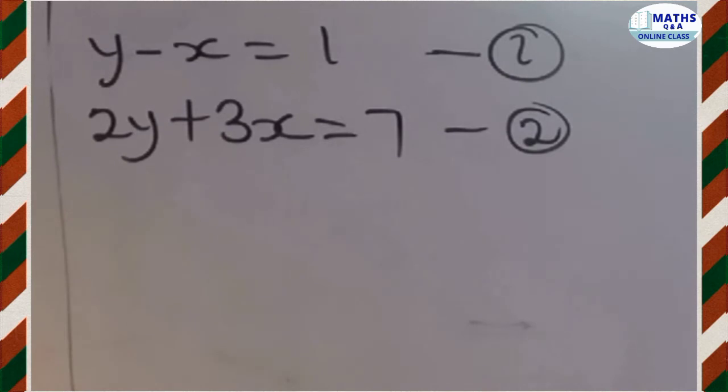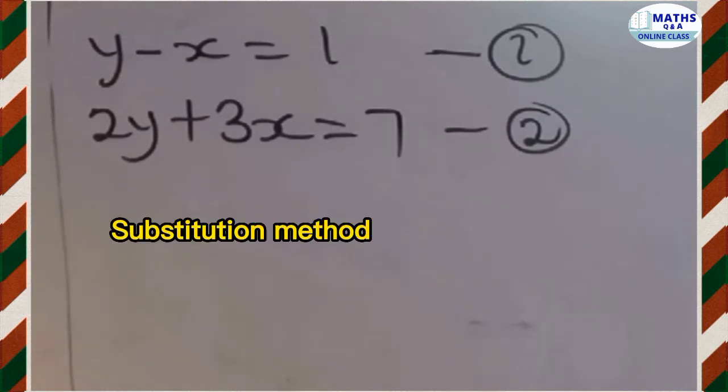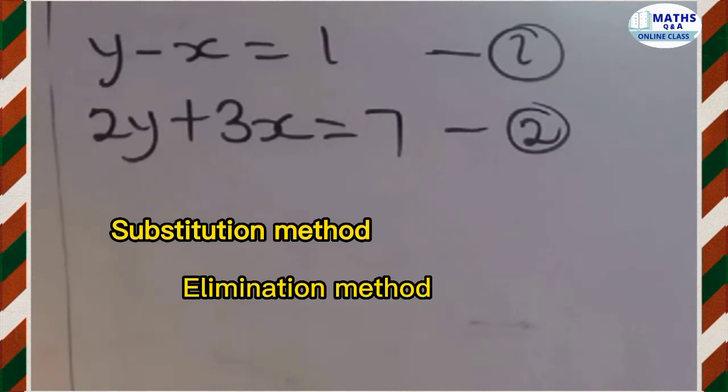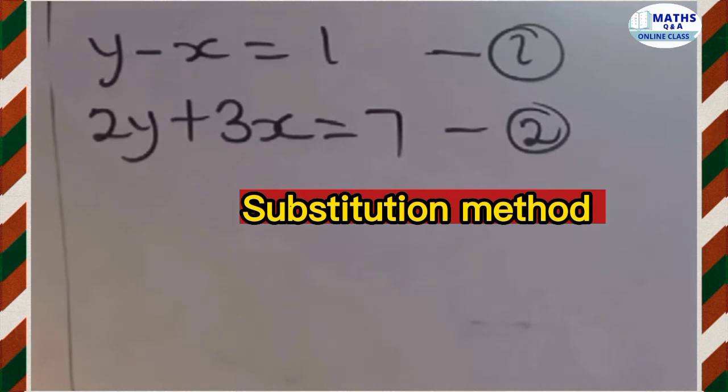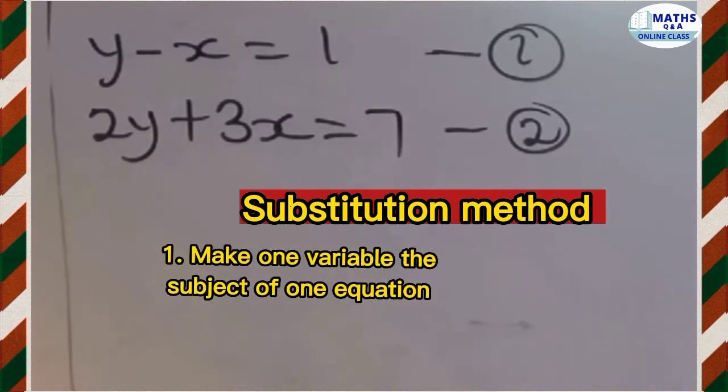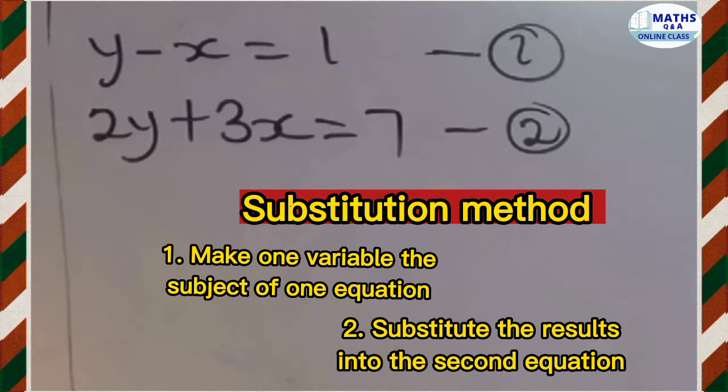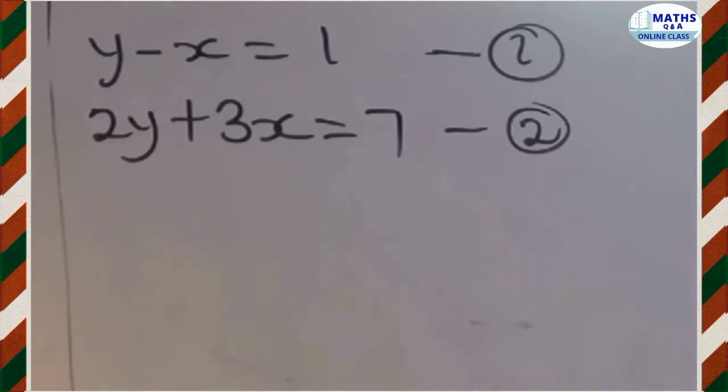So what we're going to do is decide on which method we want to use. We have the substitution method, the elimination method, and the graphing method. In this case, we are taking the substitution method. If you want to use the substitution method to solve these equations, we make one variable the subject of one of the equations, and then put it into the other equation. So let's take the first equation, equation 1.